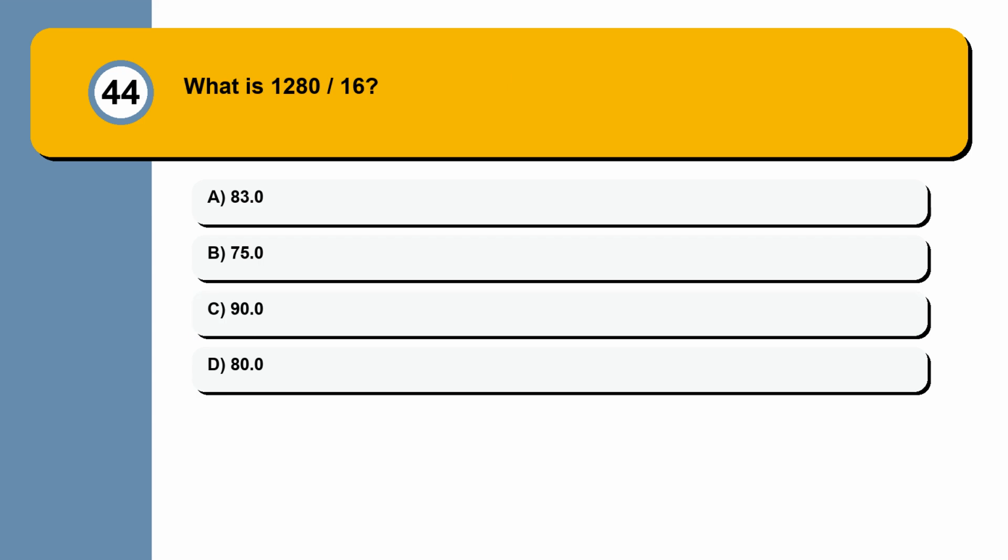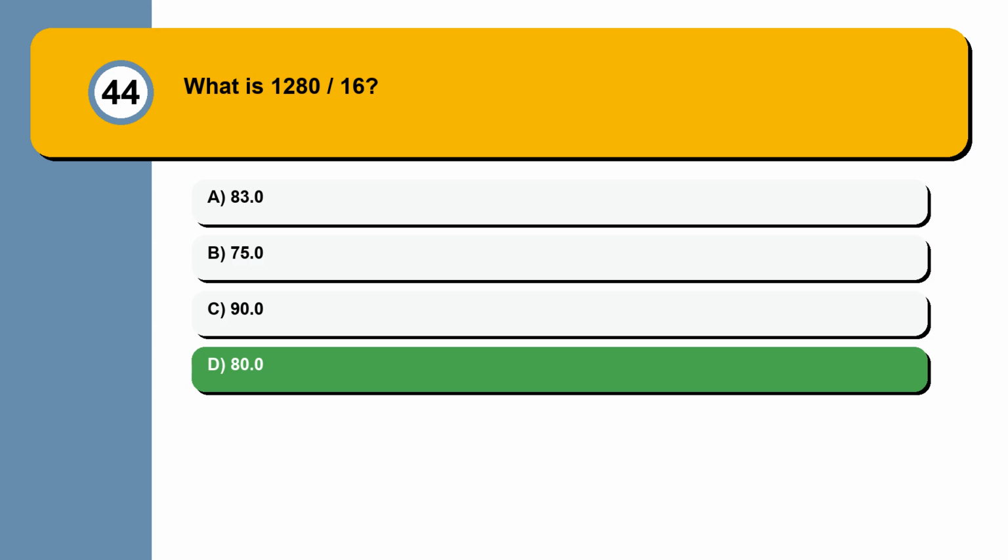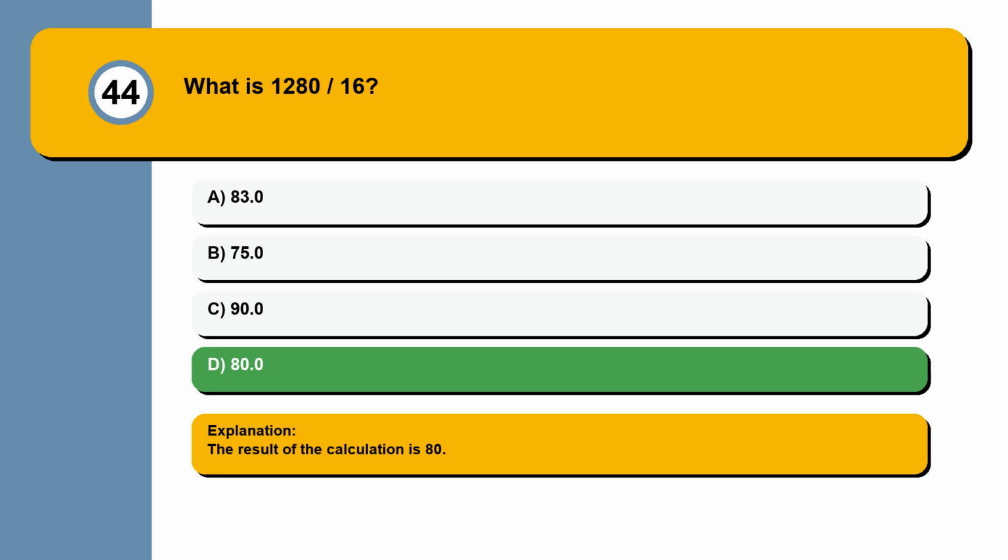Question 44. What is 1280/16? 83.0, 75.0, 90.0, 80.0. The result of the calculation is 80.